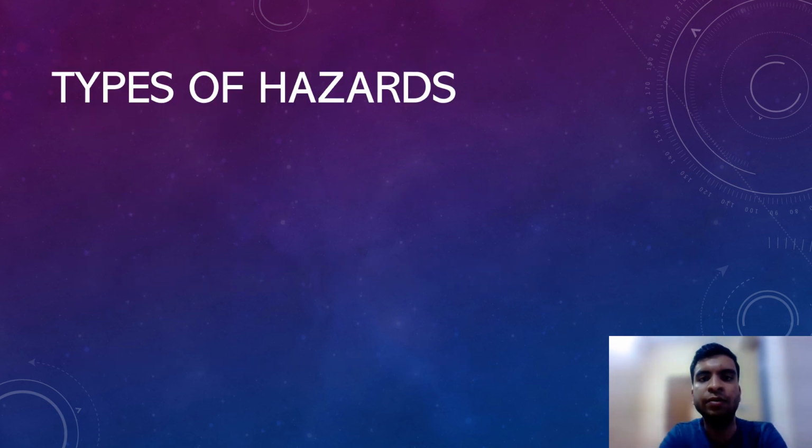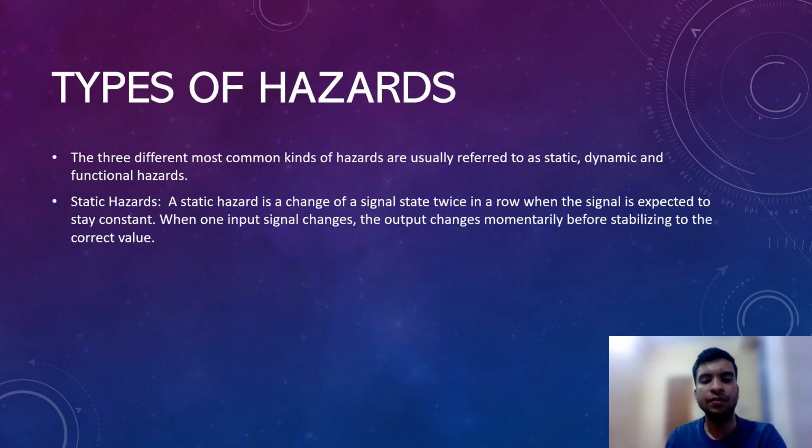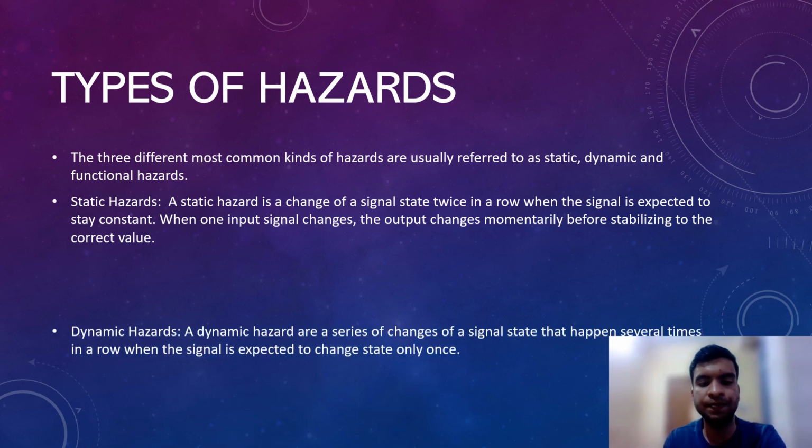Now, we'll be learning about the different types of hazards that we could see in combinational circuits. There are mainly three kinds of hazards that we usually come across. Those are termed as static, dynamic, and functional hazards. Static hazards. A static hazard is a change of a signal state or an output twice in a row when the signal is expected to stay constant. When one input signal changes, the output changes momentarily before stabilizing to the correct value.